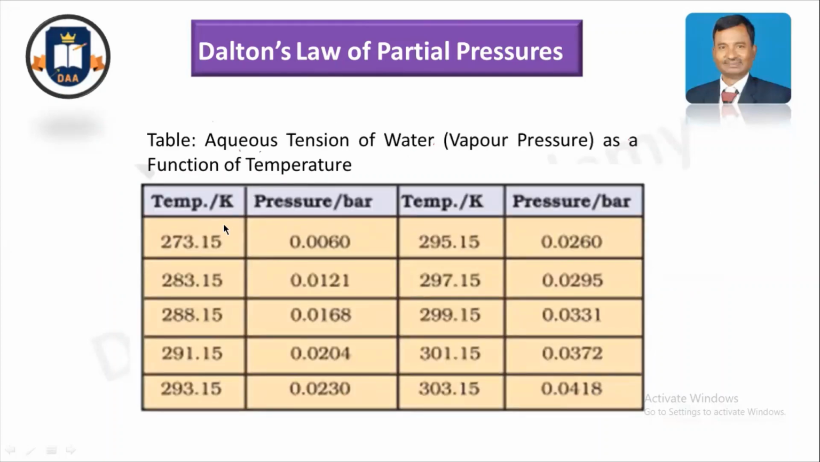Here is a list of some related parameters: temperature and pressure. The temperature is in the left side column and the pressure is in the right side column, and similarly the last two columns are also like that.